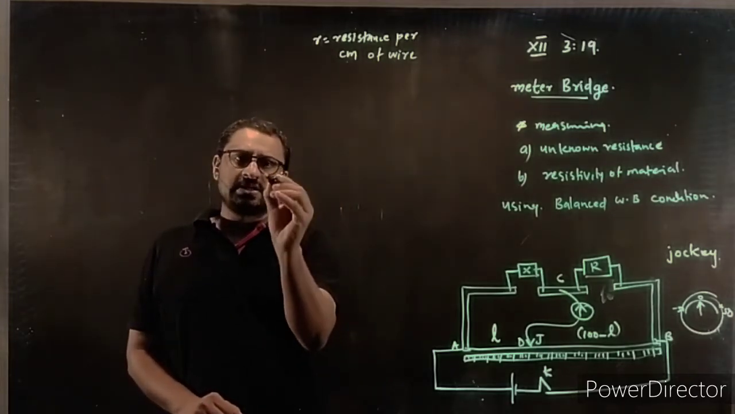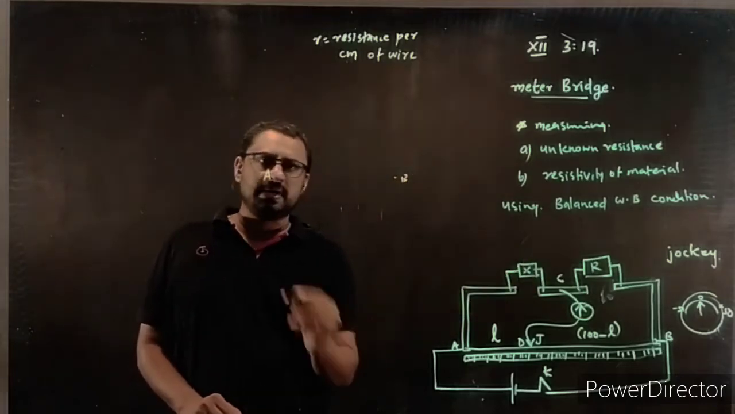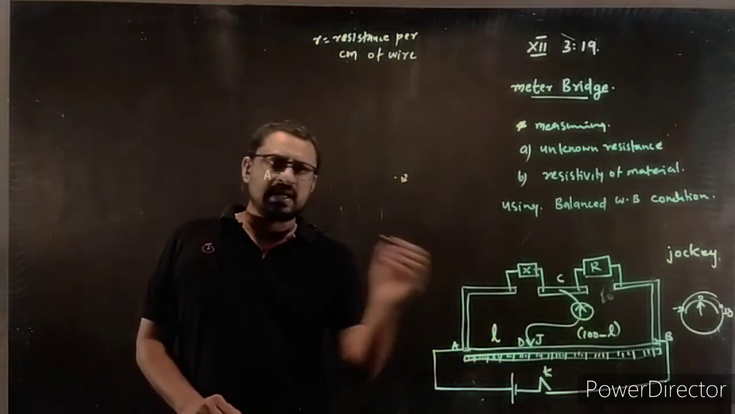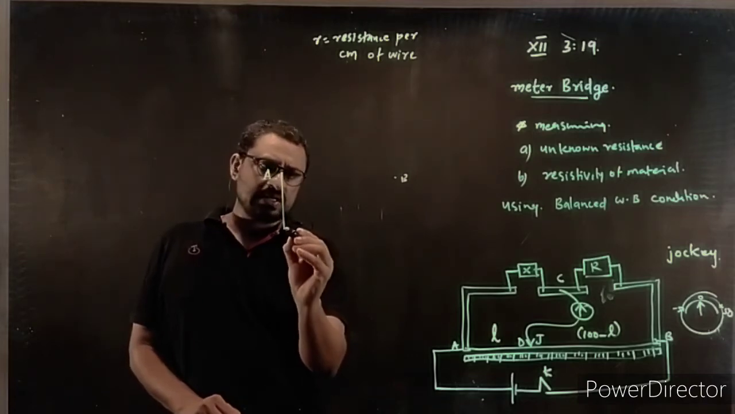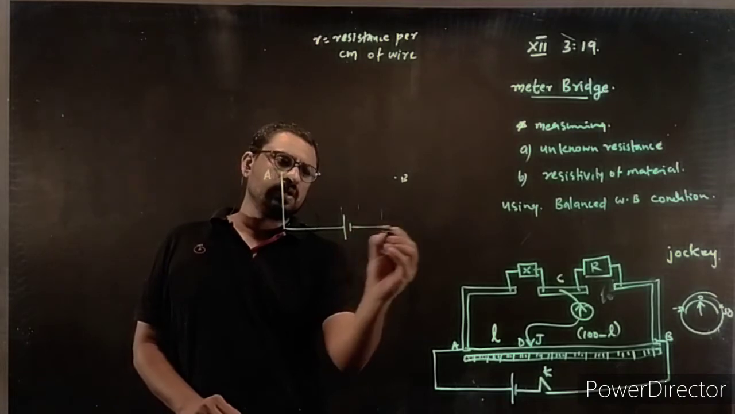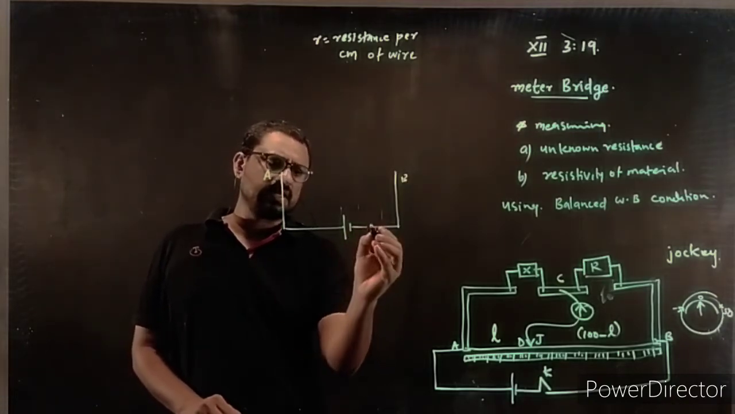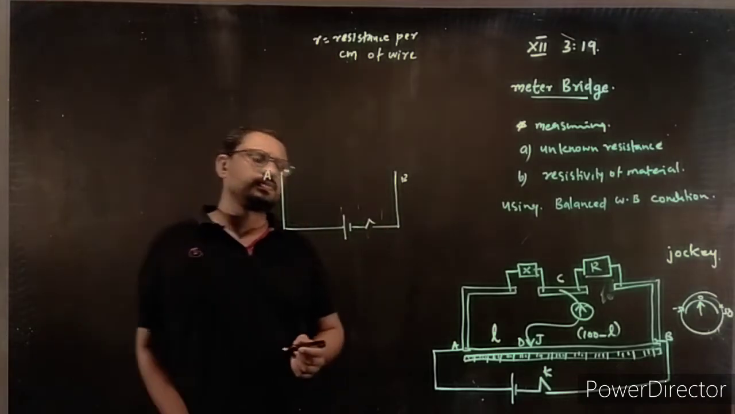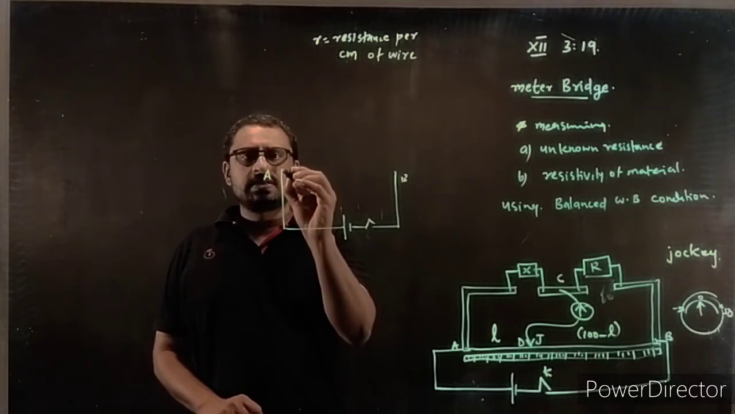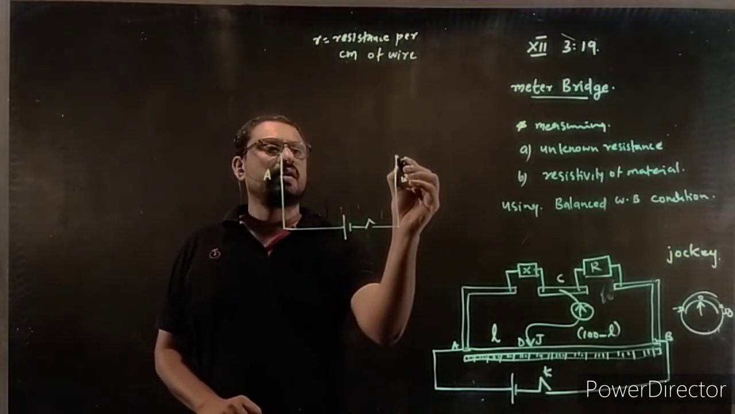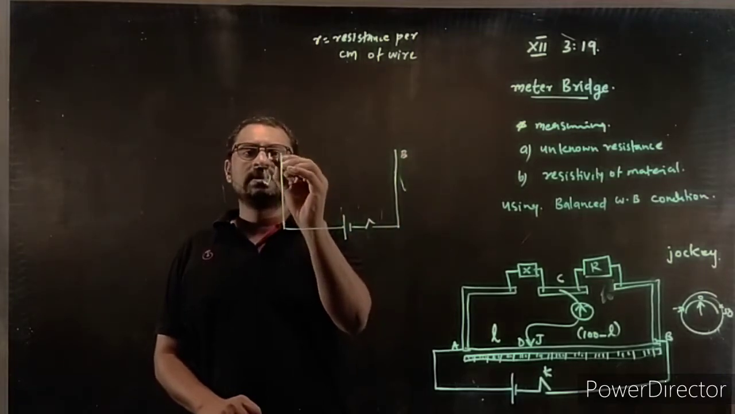Now let me connect these two points, A and B. Between A and B, there is a cell connected with a key, whatever it be. Let's draw it a bit taller. This is point B and this is point A.